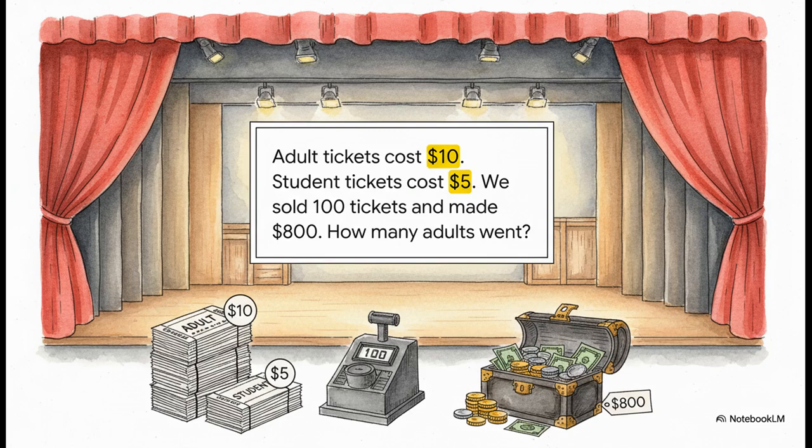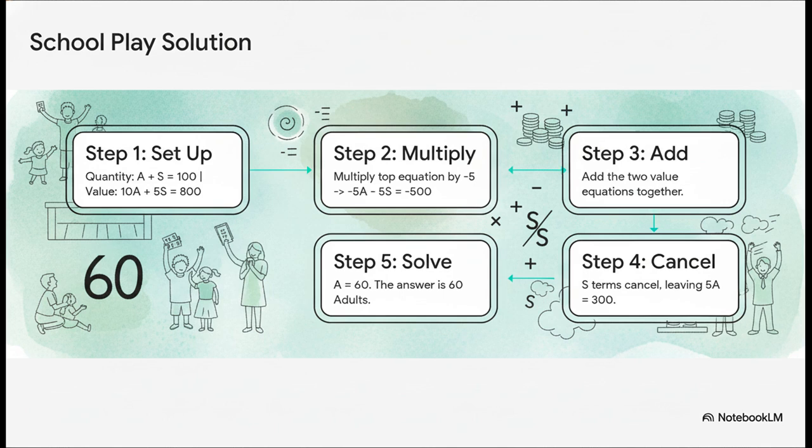So, what do we have? We have 2 prices, 10 bucks and 5 bucks. We have a total count, 100 tickets, and we have a total value, $800. See? All the pieces are right there in the sentence. We just have to pull them out. So check out how the blueprint just eats this problem up.